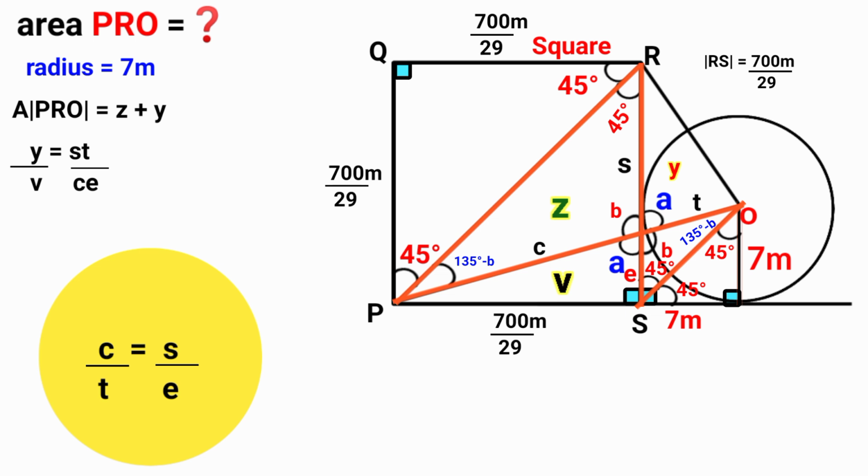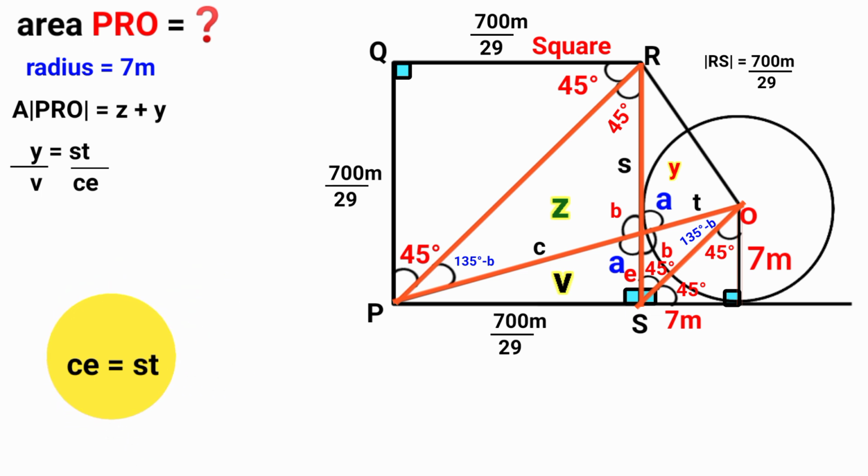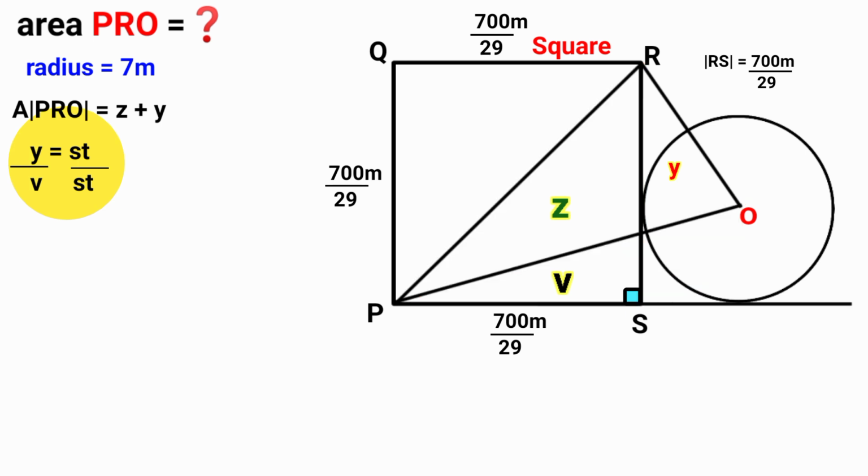Cross multiply. Now C times E equals T times S. C times E is CE and S times T is ST. So CE equals ST. We come here, replace this CE with ST. So Y over V equals ST over ST. ST over ST is 1.